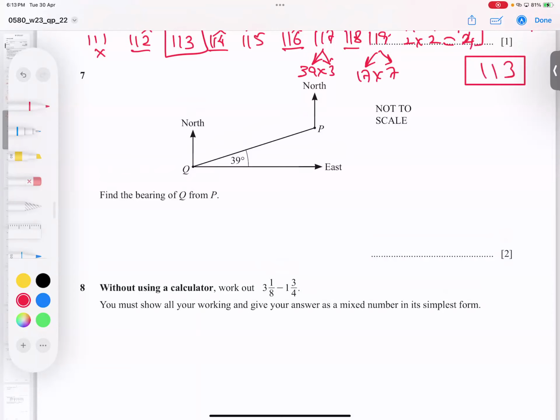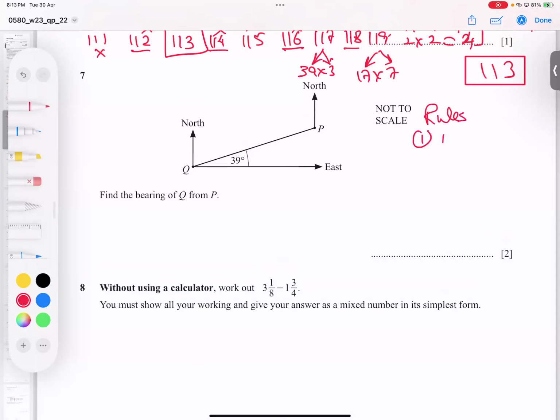So, bearing of Q from P is being asked. How can we find the bearing? Let's make a plan. For bearing, what are the two rules? Rule number 1.